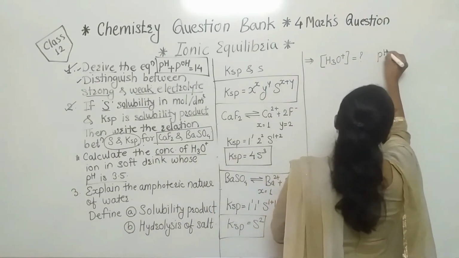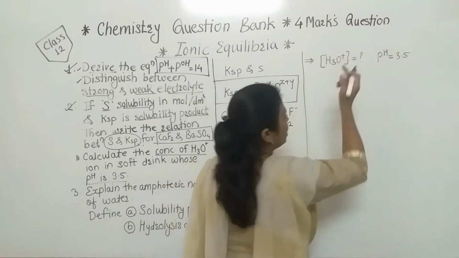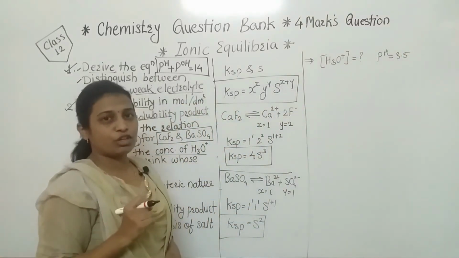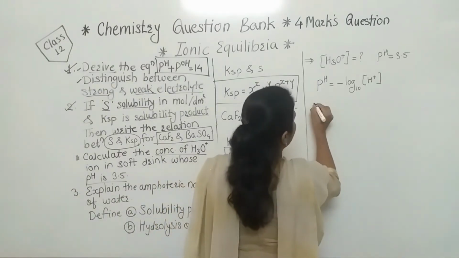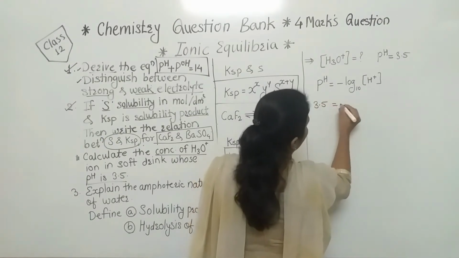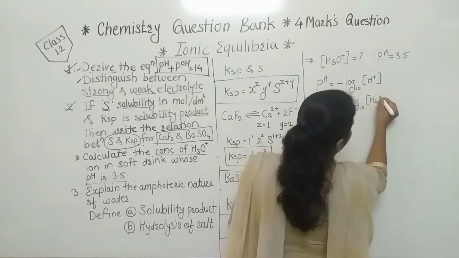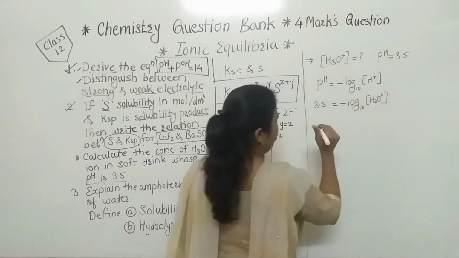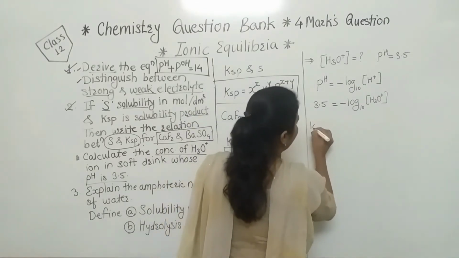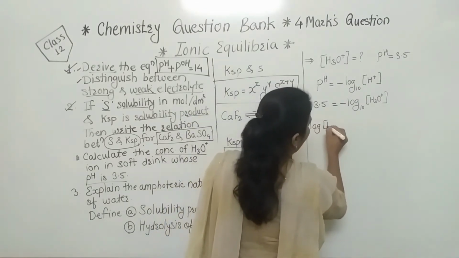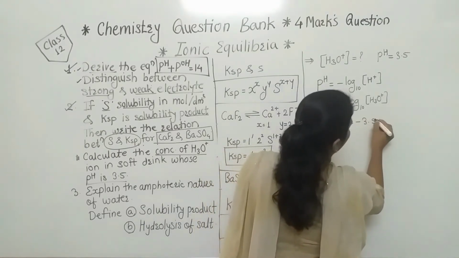Here they have given the pH value, and that is 3.5. Now what is the relation? As we know, H3O plus is nothing but the concentration of H plus, and the formula is pH equals minus log to the base 10 of H3O plus. So 3.5 is equal to minus log of H3O plus, or we can write H plus also. Now simply we are shifting that negative sign to this side. So log of H3O plus is equal to minus 3.5.